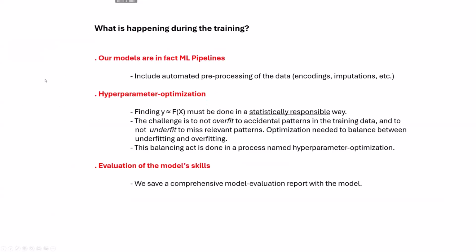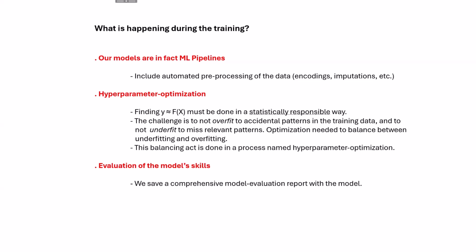Now, what happens during this training? One thing is our models are, in fact, pipeline models. This means that the non-numeric predictors you saw in the data set have to be converted into numeric data somehow, because all machine learning algorithms only work with numeric data. If there is missing data, it has to be dealt with in some way. We impute missing data, or we can delete missing data, and things like that.